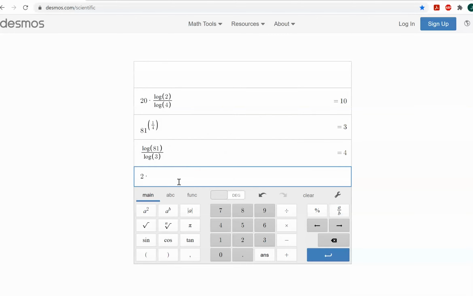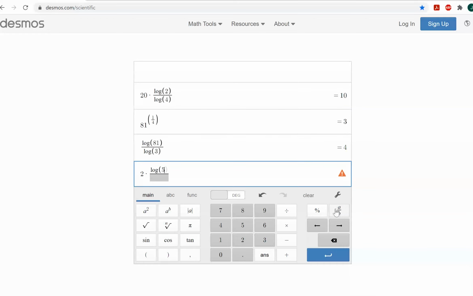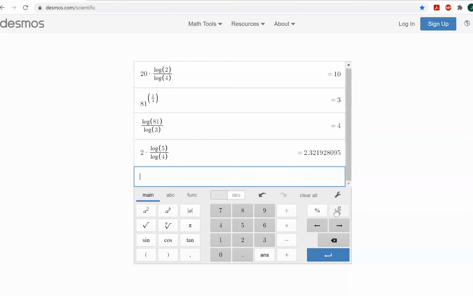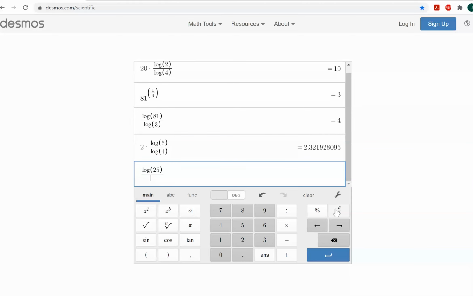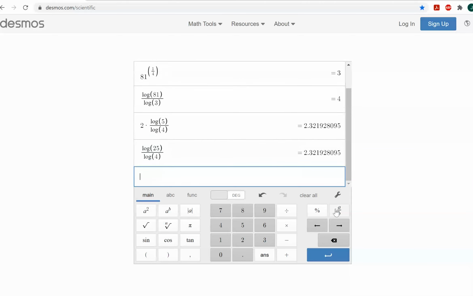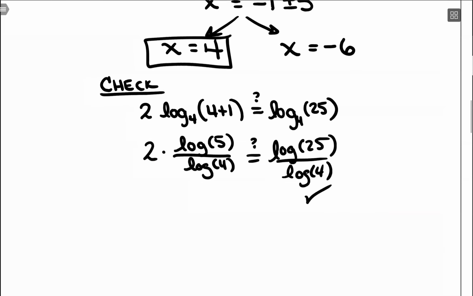So 2 times, and I'll have my fraction, logarithm of 5 over logarithm of 4, and we get 2.32-ish. And then I want to compare that to logarithm of 25 divided by logarithm of 4, and it's the exact same answer. So that balances out, so that tells me that 4 works great as a solution.